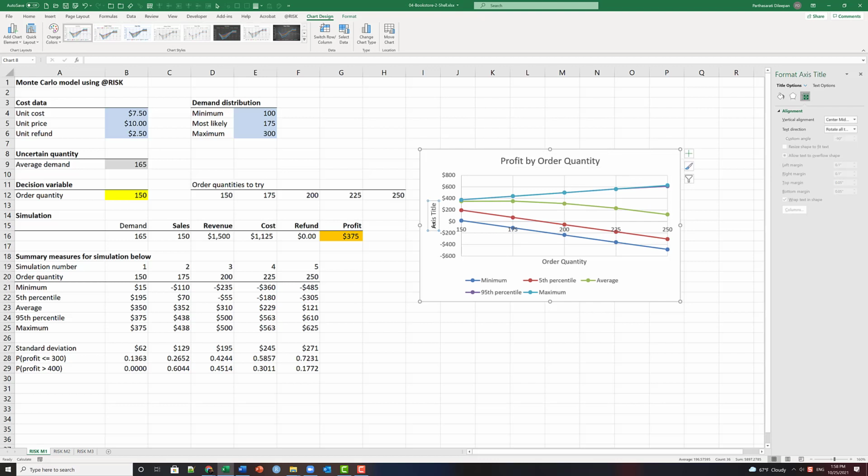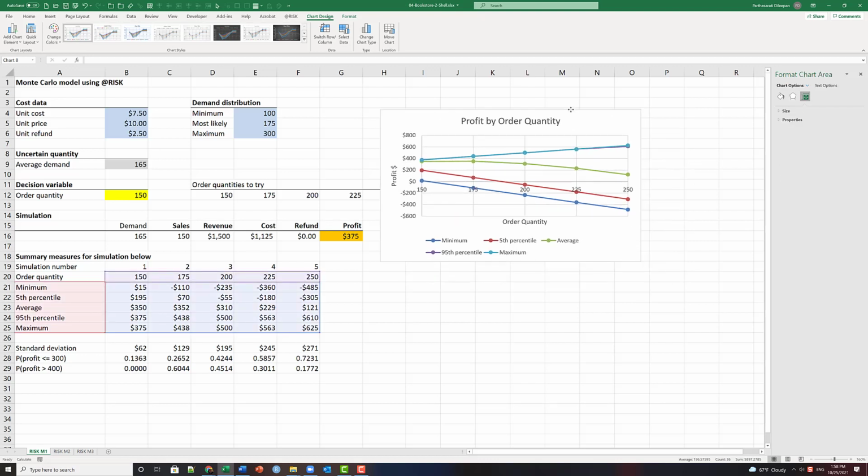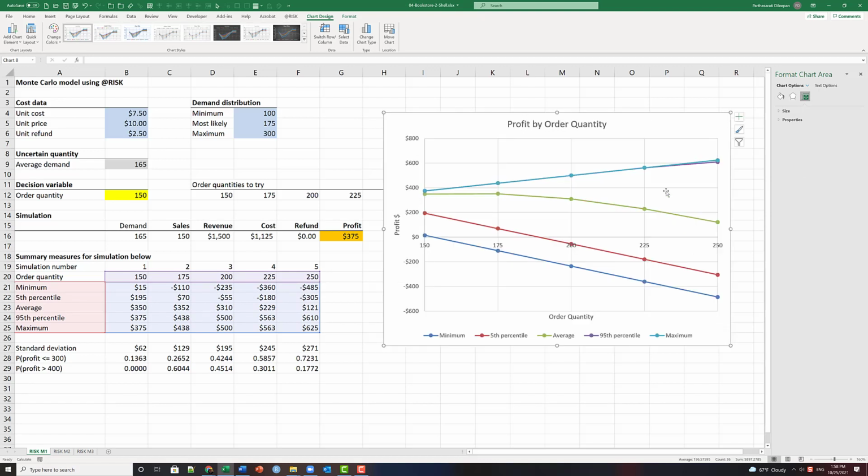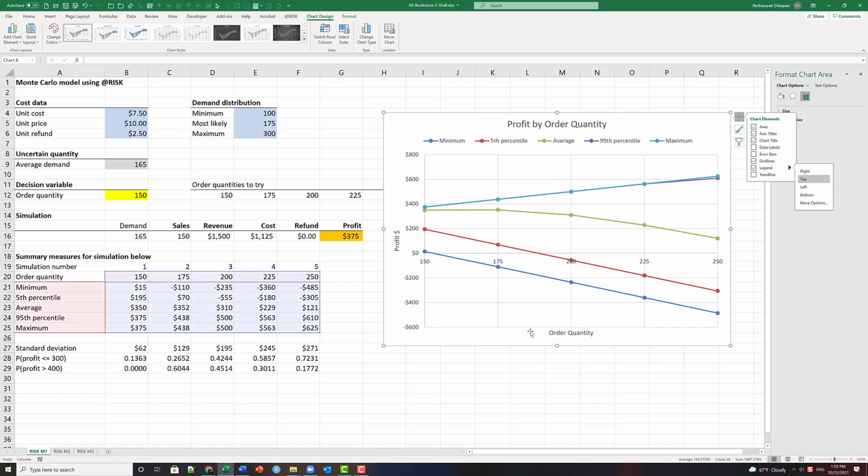and here we have profit, dollars. Okay. Now we can add, if you want the legend to go up, you can change the position of the legend by going here and then changing it to top. Okay, whatever you'd like.